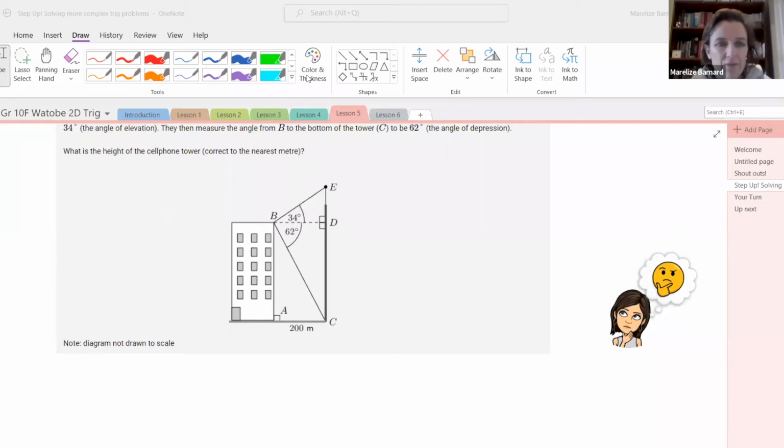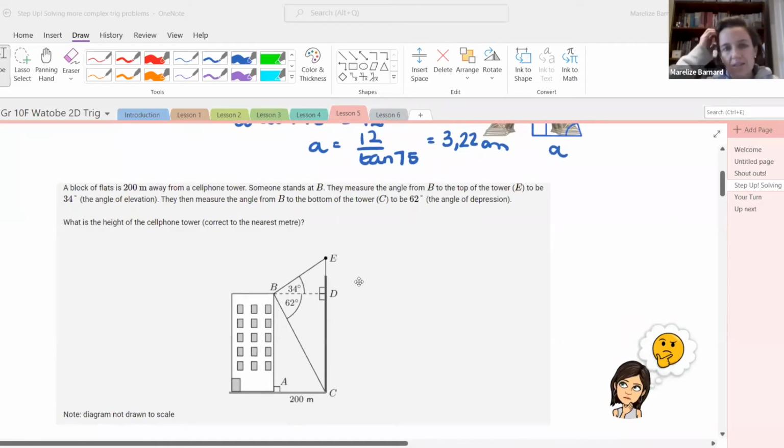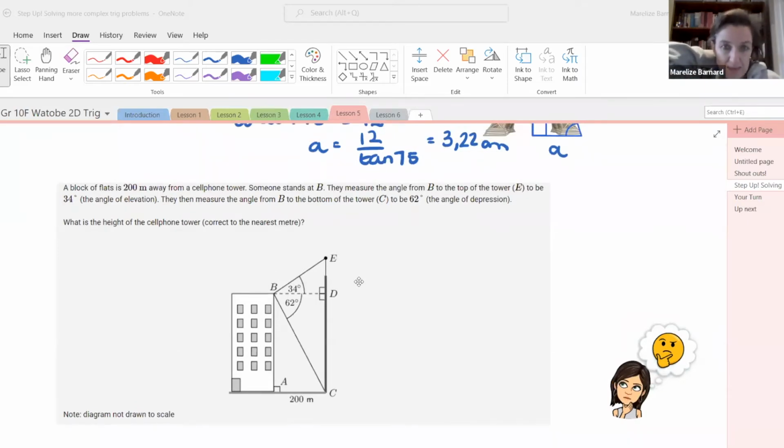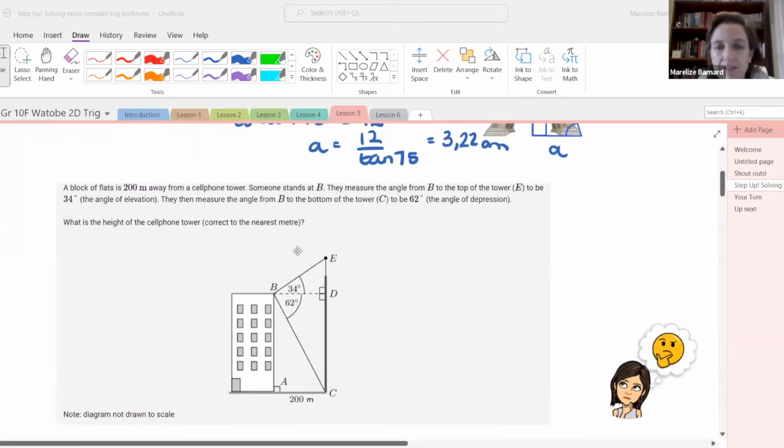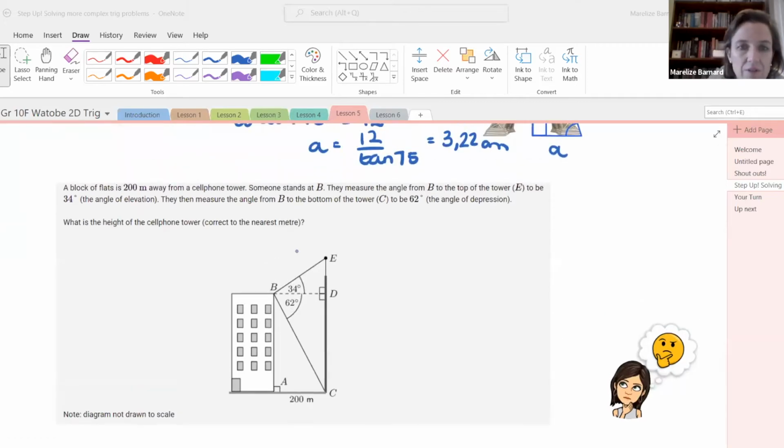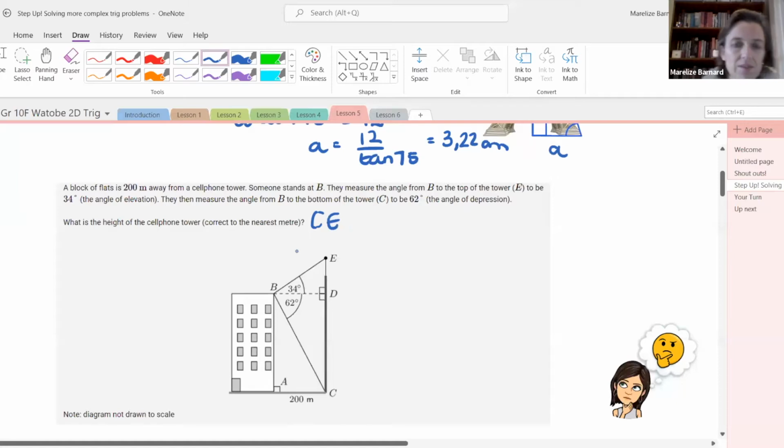Okay, it seems like we've got quite a few reading faces already. A block of flats is 200 meters away from a cell phone tower. Someone stands at B. They measure the angle from B to the top of the tower, E, to be 34 degrees, the angle of elevation. They then measure the angle from B to the bottom of the tower to be 62, the angle of depression. What is the height of the cell phone tower? Correct to the nearest meter. The height of the cell phone tower is the measurement from C to E. By the way, CE is the height of the cell phone tower.